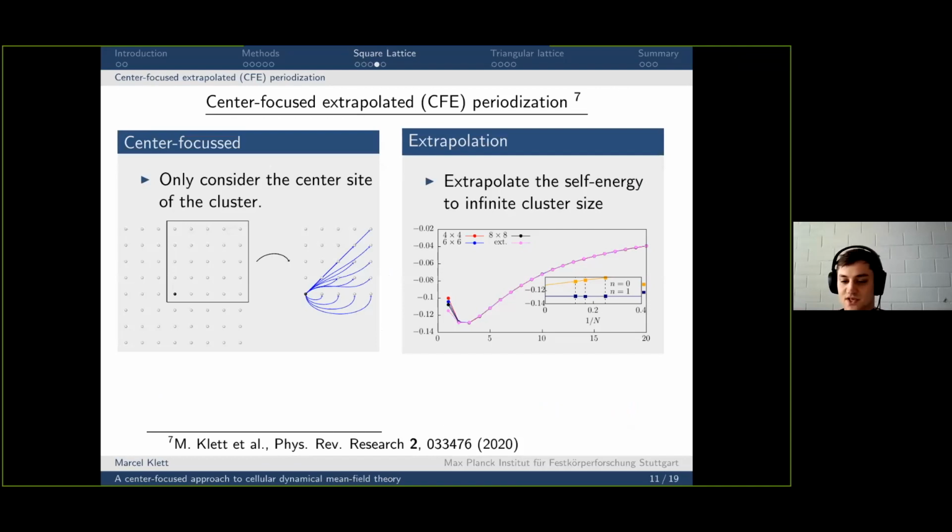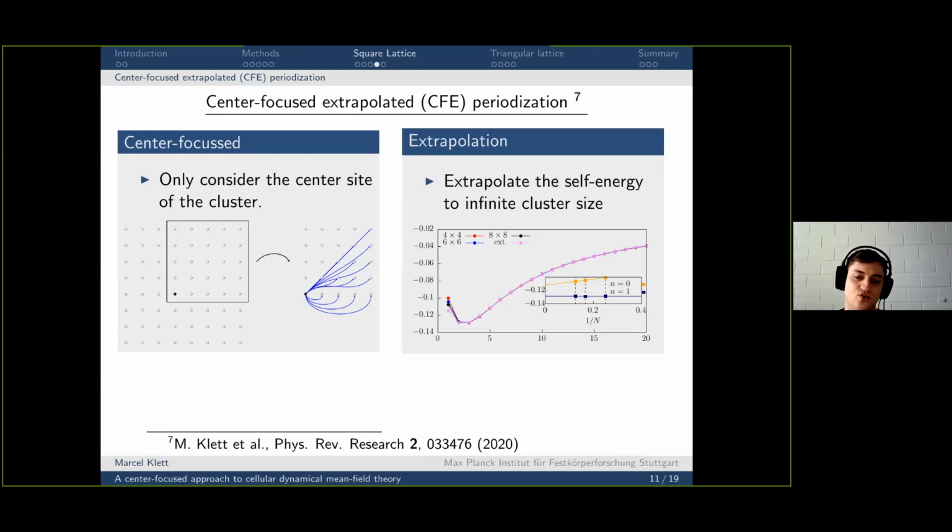And in our recent publication, we also combined this with a so-called extrapolation in cluster size, which means that since we are able to calculate different cluster sizes up to a size of 8 by 8, we can take a 1 over n fit, where n is the total number of sites in our cluster, and take a linear fit of our cluster sizes to extrapolate a quantity for infinite cluster sizes. So this quantity can actually be any quantity you choose. It could be a self-energy, a Green's function, or even a two-particle Green's function.